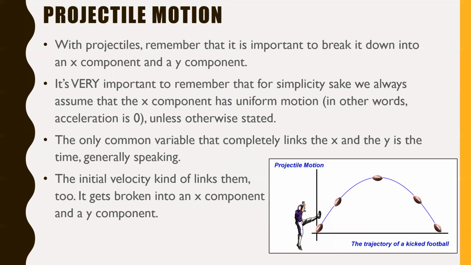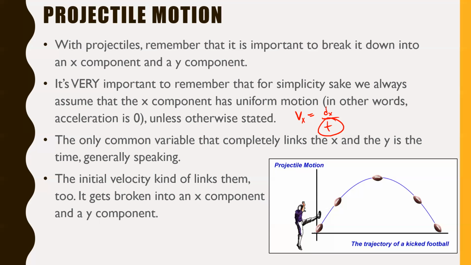In the X direction, we are always assuming that your velocity in the X direction is equal to your distance in the X direction divided by your time. Now, the only common variable that completely links the X and the Y is your time, generally speaking. That's why when I wrote this formula right now, I didn't call it time X. Your X time and your Y time, generally speaking, will always be the same.